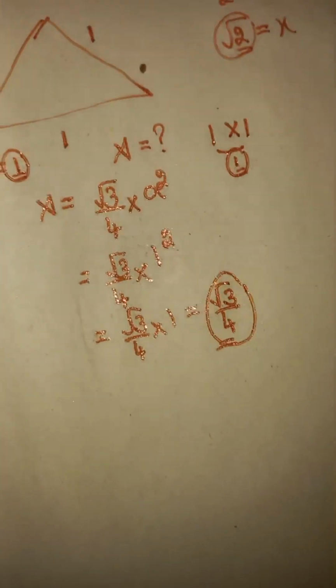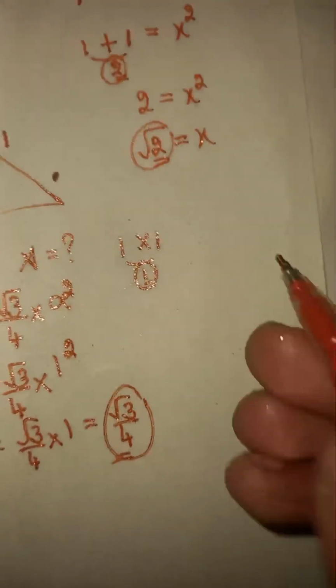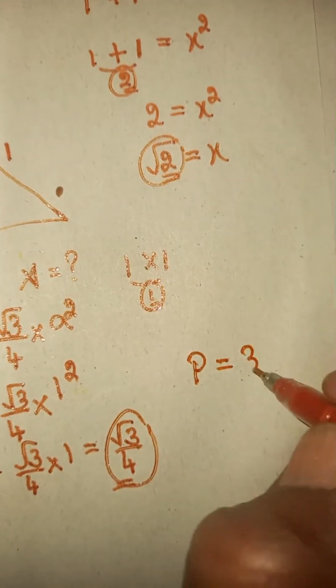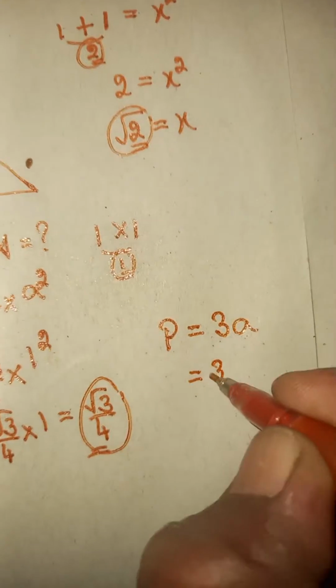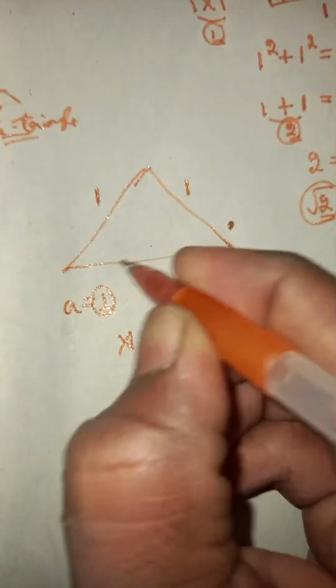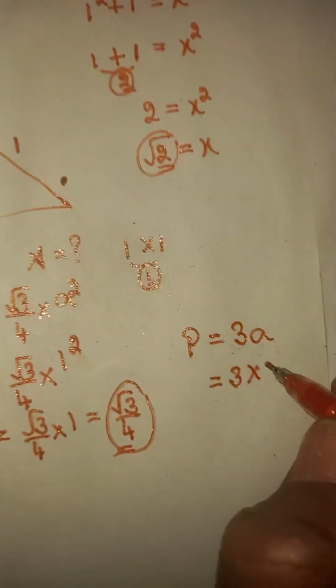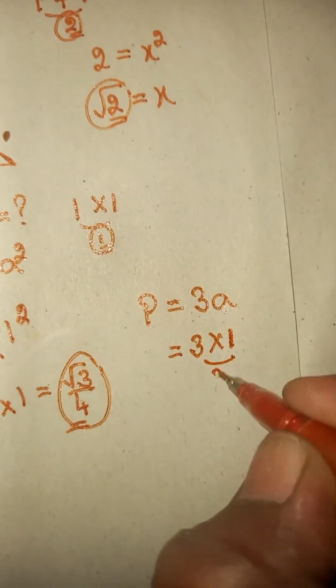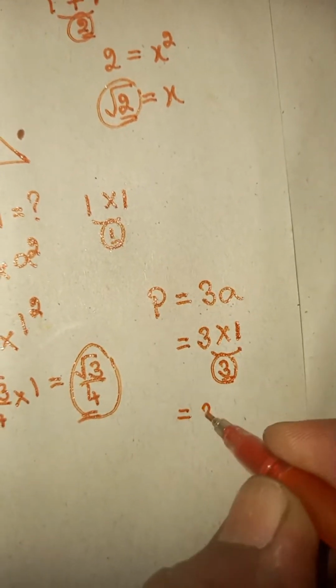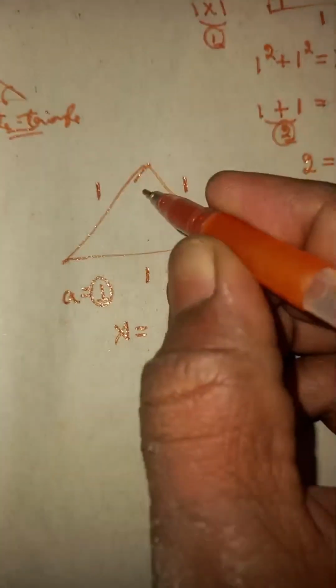The perimeter of the triangle is equal to 3 times the side length. Here the perimeter is 3 times the side length, that is 3 times 1 unit, so it is 3 times 1. 3 times 1 is 3, so 3 units is the perimeter of this triangle.